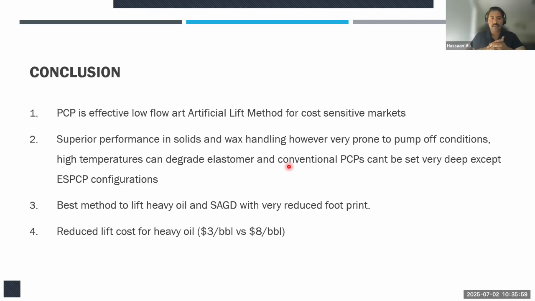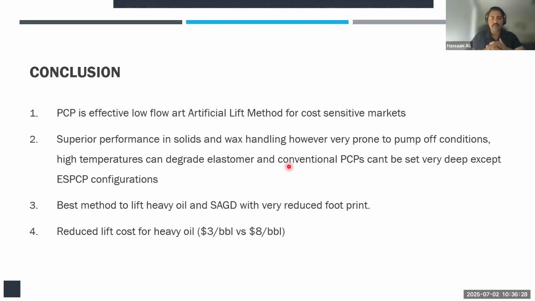And we also talked about how, compared to the conventional PCPs, ES PCPs can be set at a very high depth, so 3,000 meters and above. And then it is considered one of the best methods for the heavy oil and medium oil application with a very small footprint. However, with the advancements in the technology, now the PCP for the light oil market is not a dream anymore. It is very much a reality.